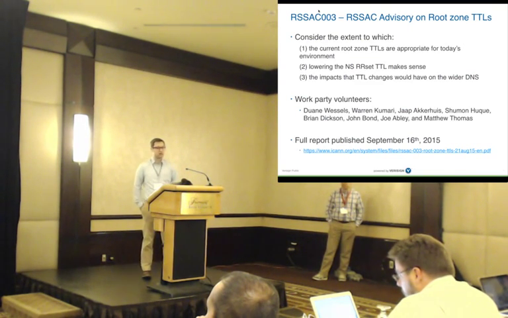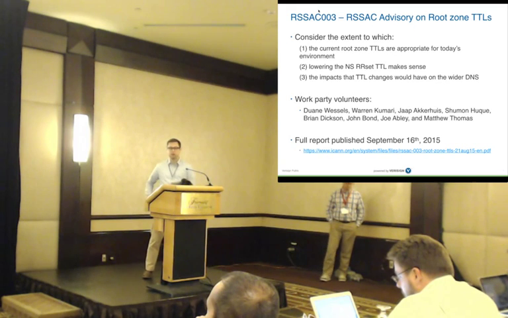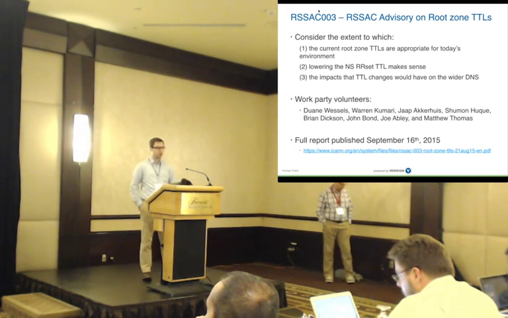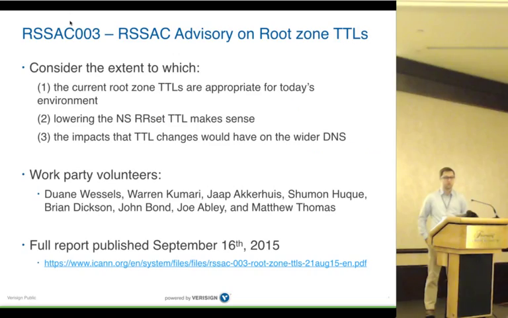The RSAC Advisory Committee had three main objectives. First, they wanted to look at the current root zone TTLs to see if they are still appropriate for today's environment. And then they wanted to look at lowering the NS record set TTLs and if that actually made sense. And then obviously the follow-up question to that would be, if we change those TTLs, what kind of impacts would that have on the overall DNS ecosystem at large?